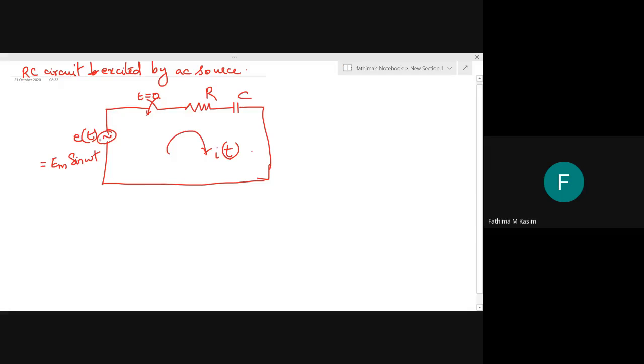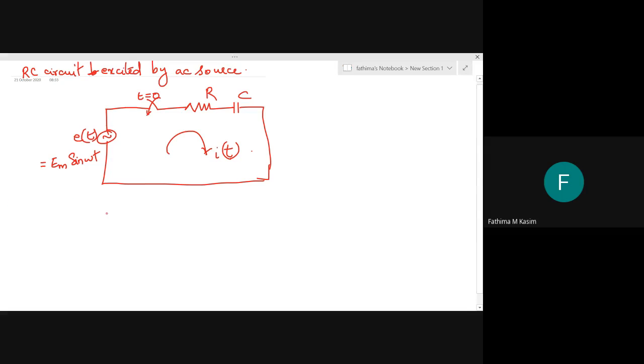On the AC source, E of t is equal to Em sin omega t. R and C are in series. The current flowing through the circuit is I of t, and there is no initial voltage across the capacitor. At t is equal to 0, the switch is closed. So we'll find the expression for I of t.